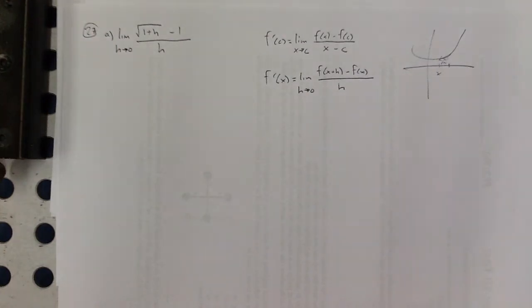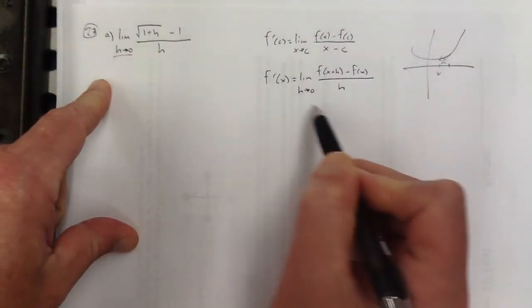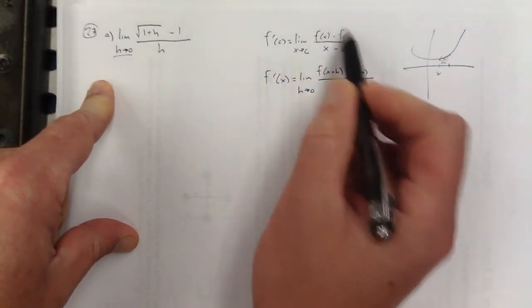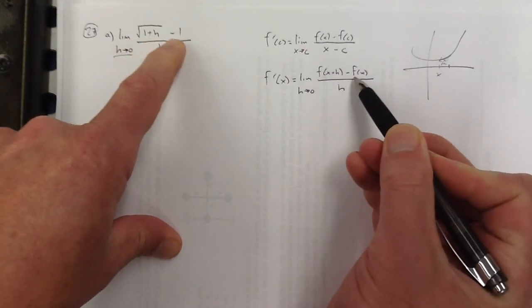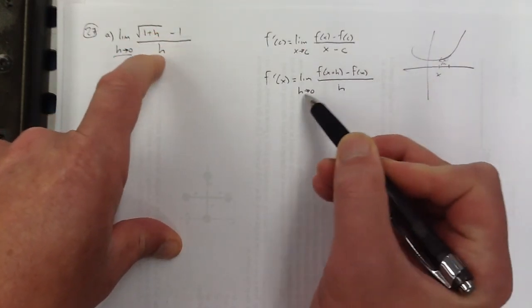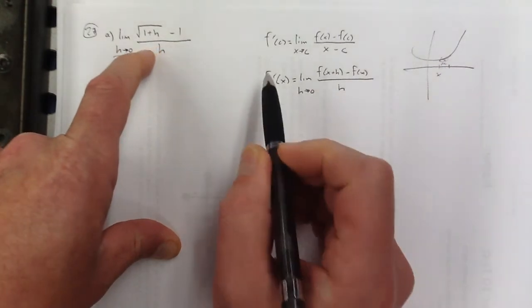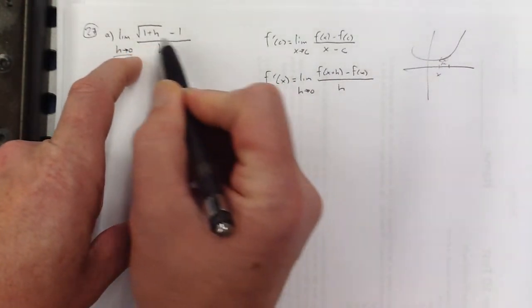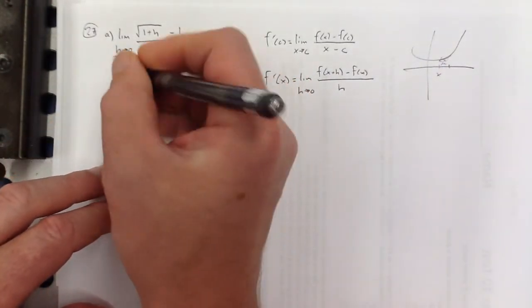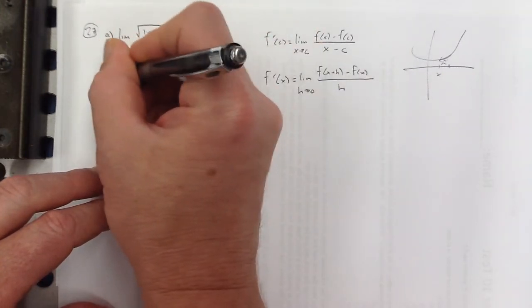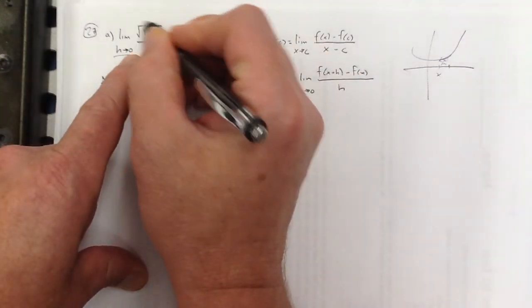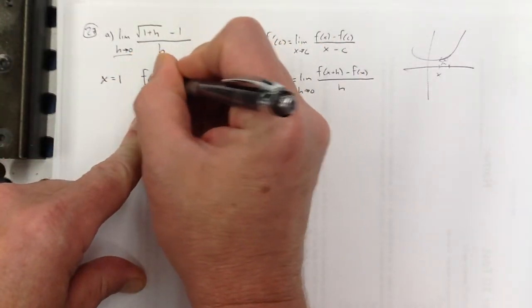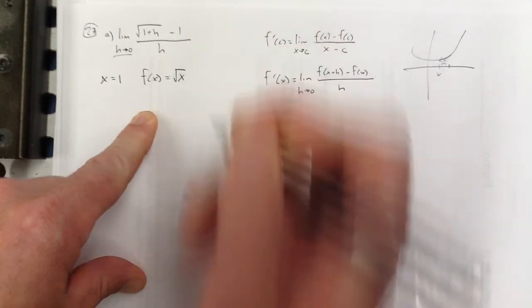Okay, so what's up with this? With the h approaching 0, clearly this is an example of this one, not this one. So what's the function, and what is the x value? If you look at the x plus h, here's a 1 plus h. I think pretty clearly the point is x equals 1. And what is the function? What's happening to x plus h? It's under a square root sign. So the function is the square root of x.